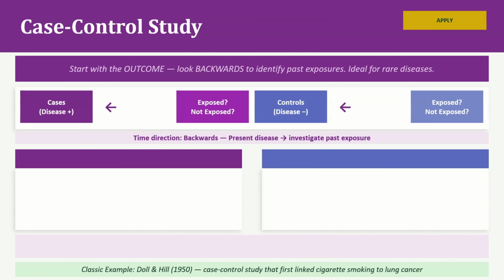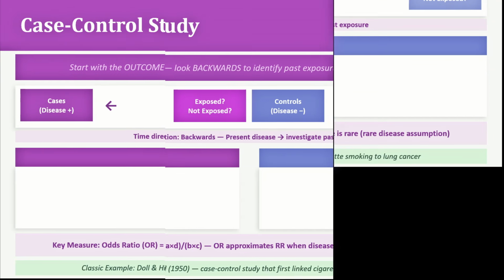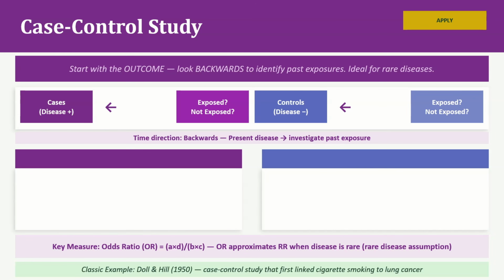Classic example, Doll and Hill 1950. They took lung cancer patients and matched healthy controls, asked about smoking, and found the first strong link between cigarettes and lung cancer. Key measure, odds ratio, for rare diseases it approximates relative risk.